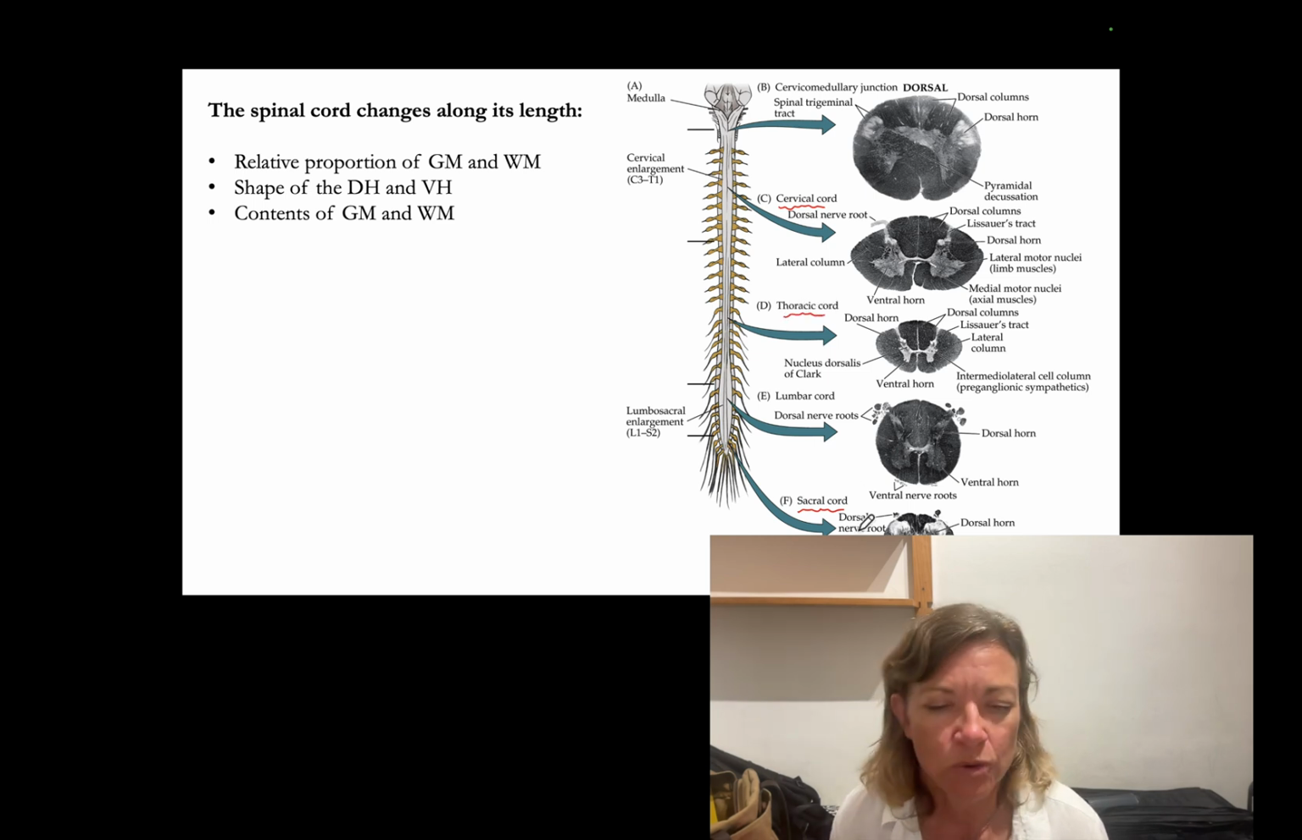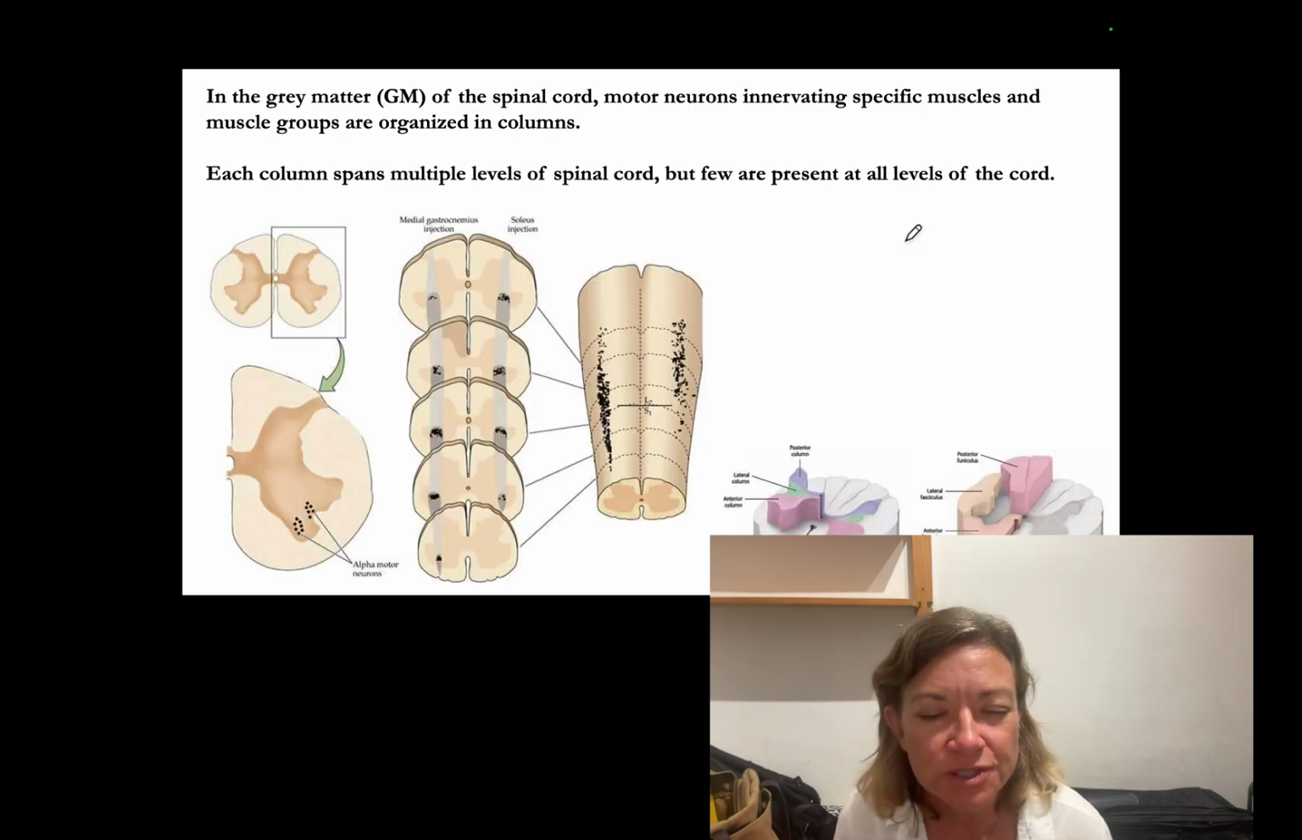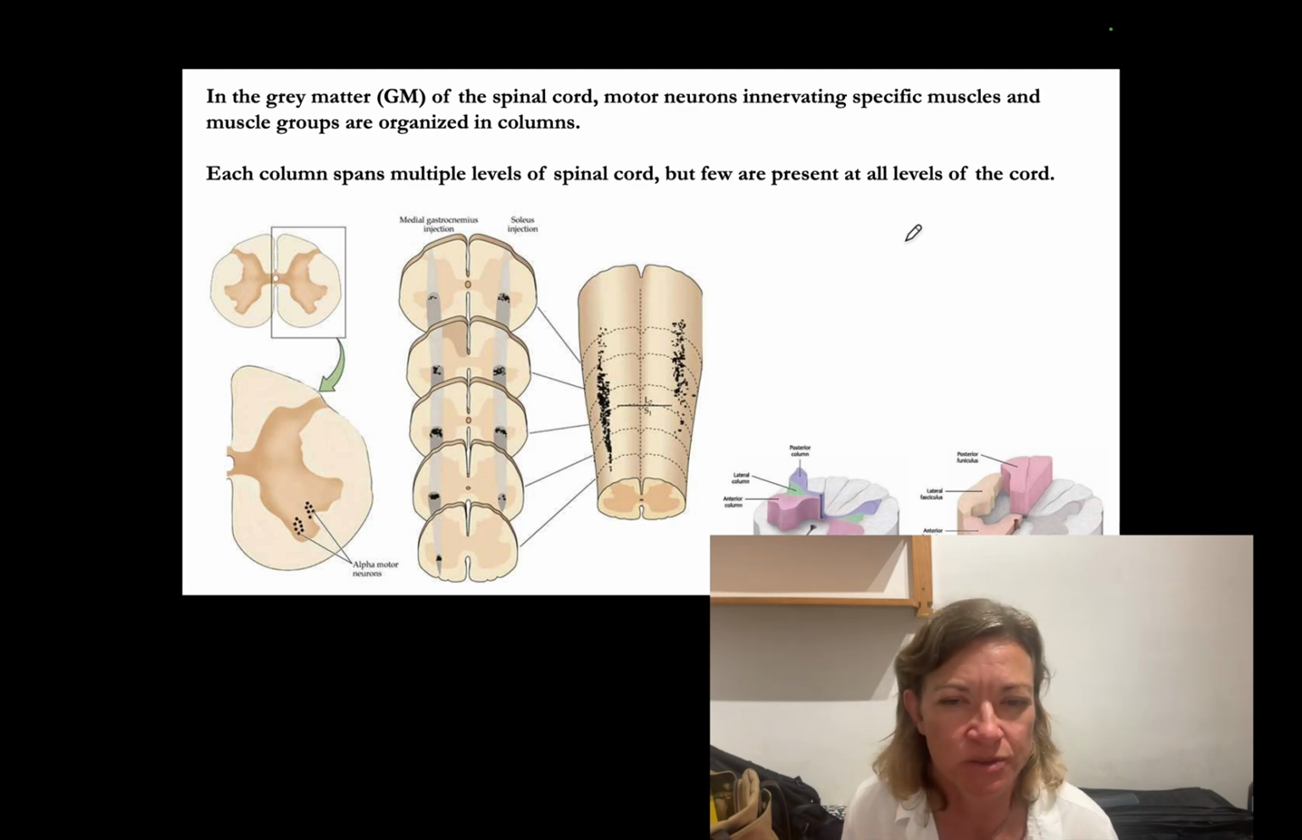The way the spinal cord changes is in its relative proportion of gray matter and white matter at different levels, in the shape of the dorsal horn and the ventral horn, and most importantly, in the contents of the gray matter and white matter at different rostral-caudal positions along the cord. So let's take a look at that. Now, the first important principle is that within the gray matter of the spinal cord, motor neurons innervating specific muscles and muscle groups are organized into columns.